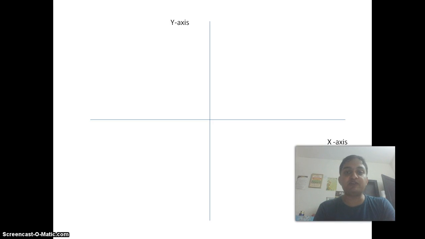So suppose we are given a point P with coordinates x, y. So what this x and what this y mean for a point P in this two-dimensional plane? Let us see that. The distance of point P from x-axis is its y coordinate. It is obtained by dropping a perpendicular from point P to x-axis. Similarly, distance of point P from y-axis is its x coordinate. It is also obtained by dropping a perpendicular from point P to y-axis.